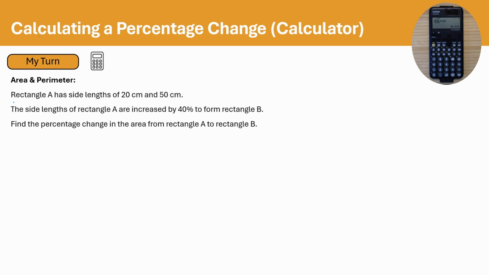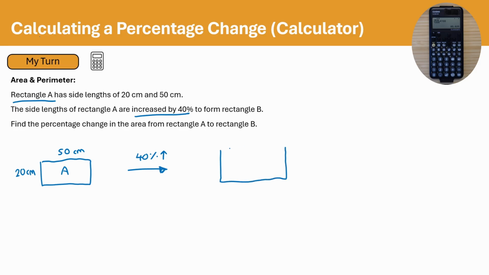This question I'm going to start by doing a diagram. So rectangle A has side lengths of 20 centimeters and 50 centimeters. So 20 centimeters and 50 centimeters like this. That's rectangle A. And it says the side lengths of rectangle A are increased by 40%. So they've been increased by 40% to form rectangle B. So I'll draw rectangle B a little bit bigger, like this. Okay.